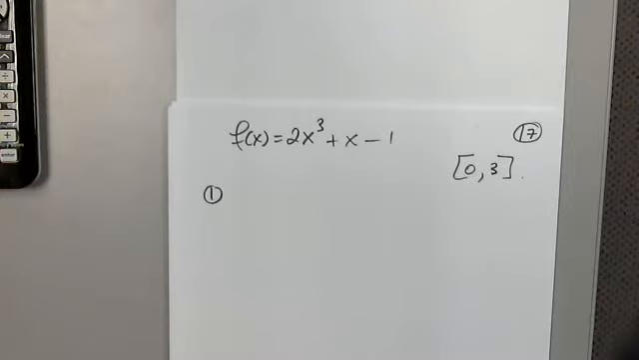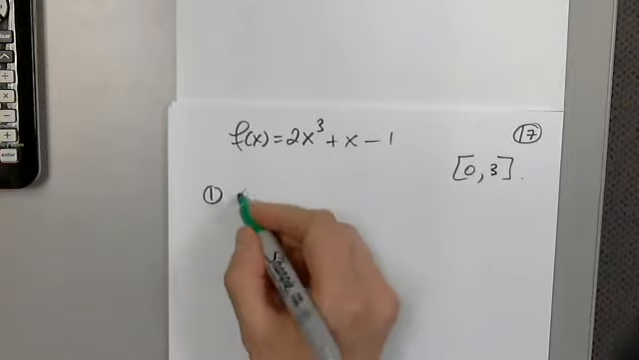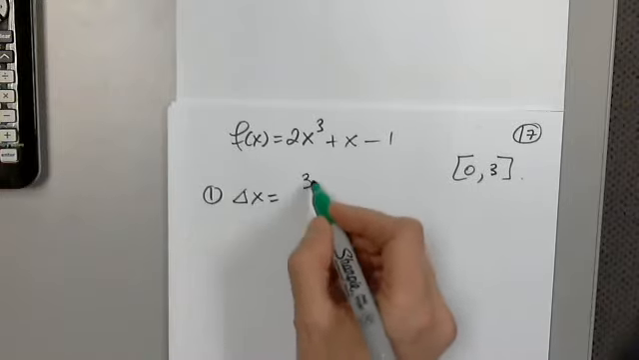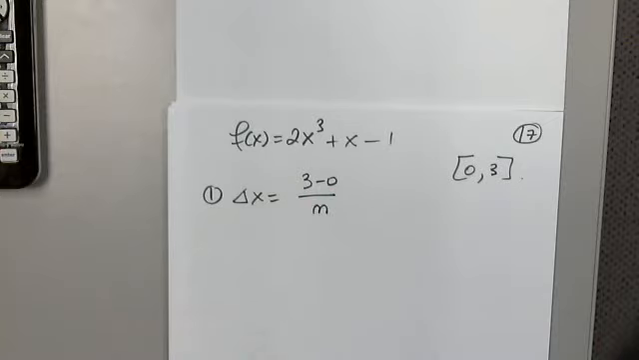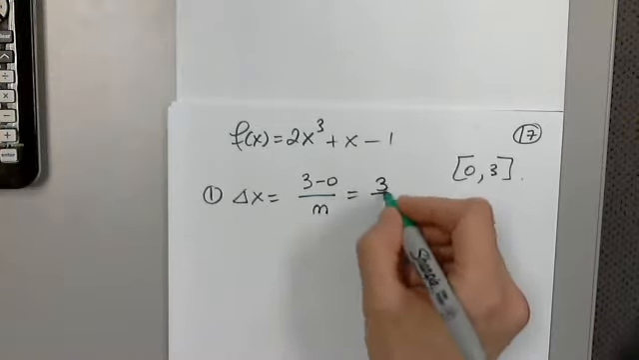What is the first prep? Very good. Delta x, which is 3 minus 0 divided by n subintervals. We need n subintervals because we will let n go to infinity. Clear? So that's why this is 3 over n.